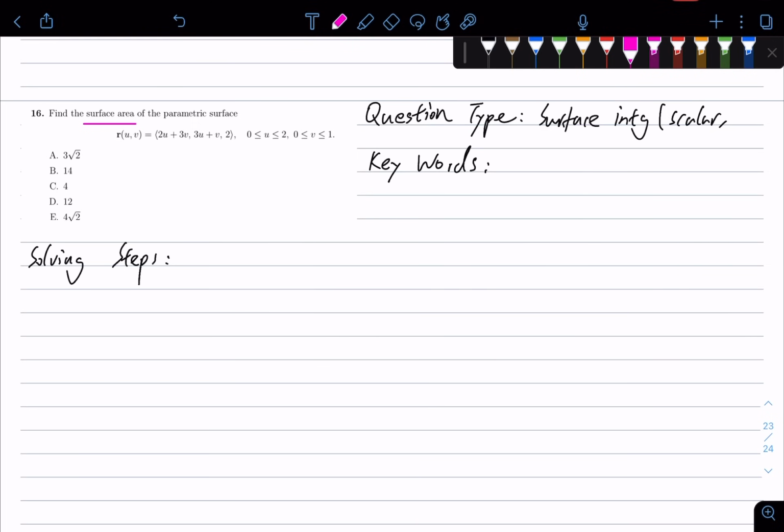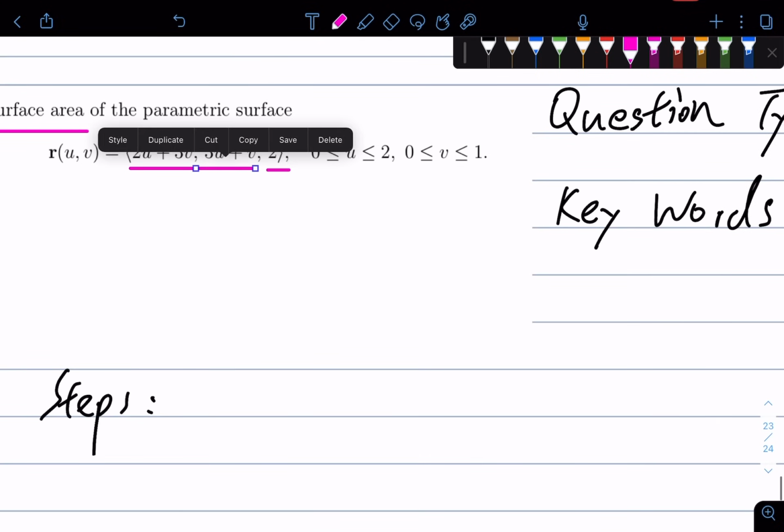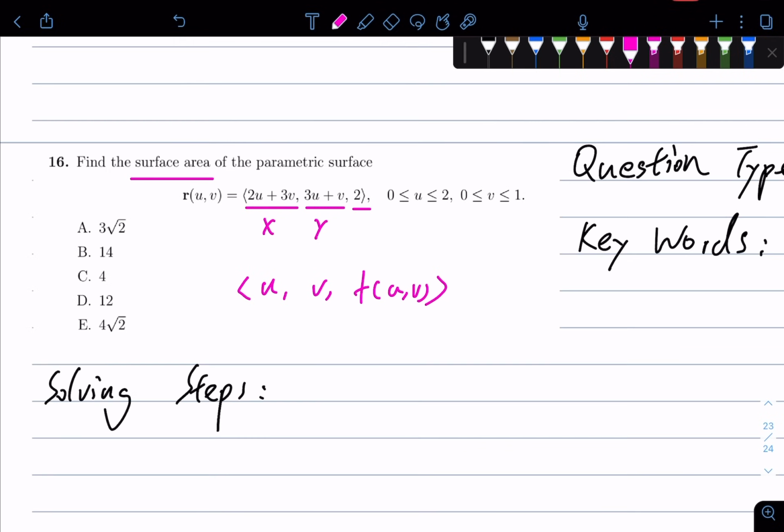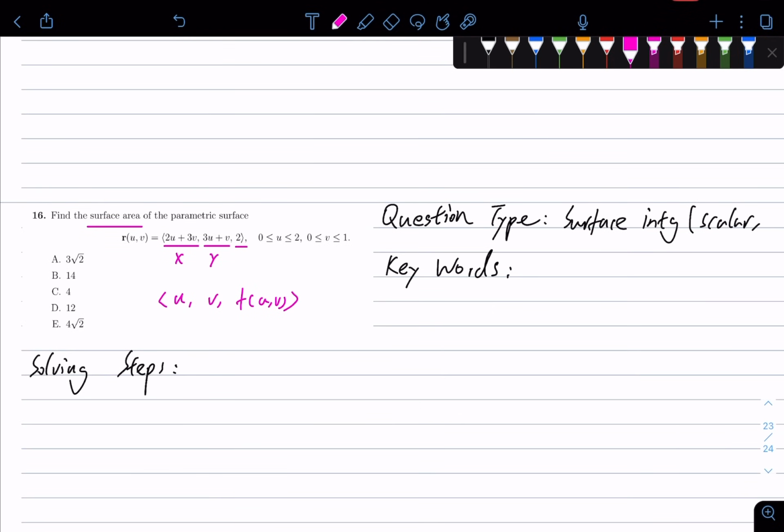By looking at these vector components, we see that x is not just u, or y is not simply just v, or vice versa. What that tells me is that x is a combination of u and v, and the same goes for y as well. If it's explicitly parameterized, we're going to have u, v, and an f of u and v. So this is clearly not the case. So this is an implicit surface, okay?